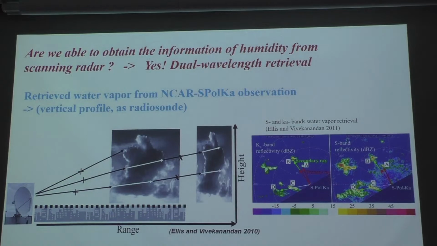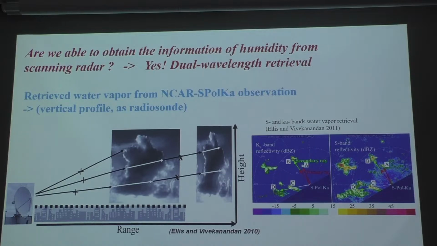Okay. Because of that, what we just presented for TPTRS is to try to obtain the information inside the precipitation system. But I also mentioned that the information nearby, in the surrounding area, is also important, especially for water vapor information. So the question becomes, are we able to obtain the information of humidity from scanning radar? And the answer is yes.